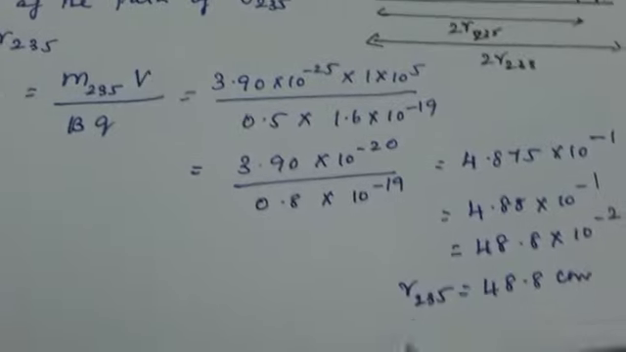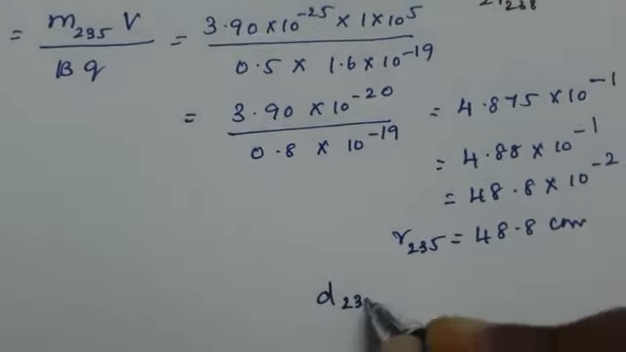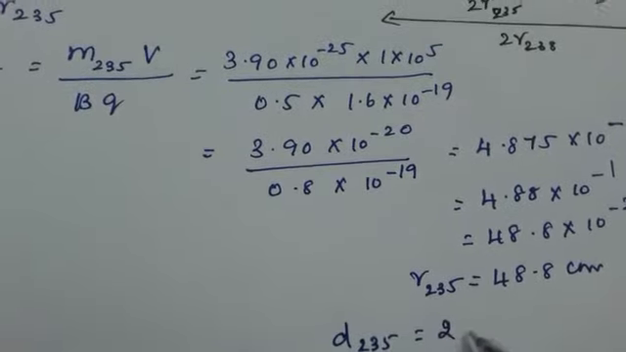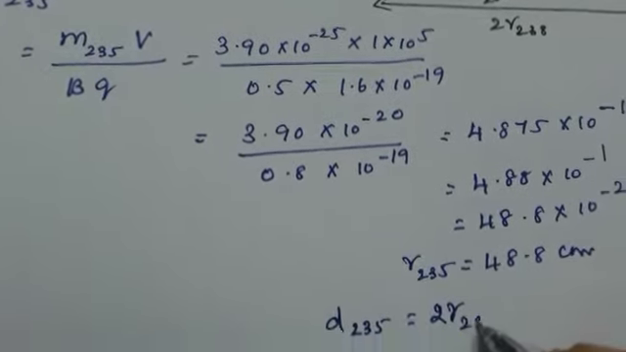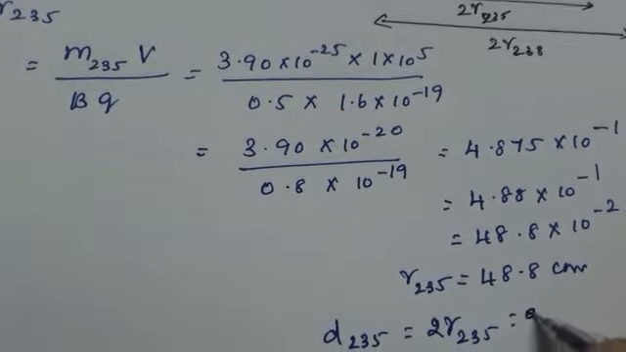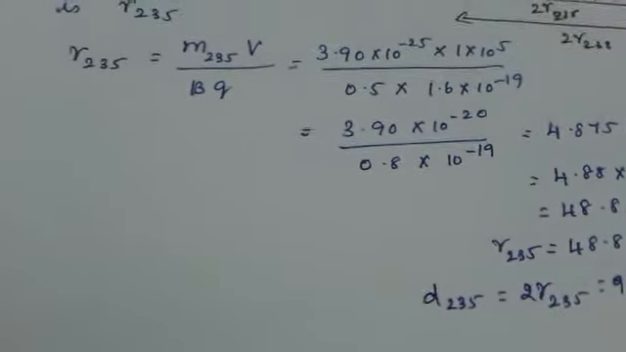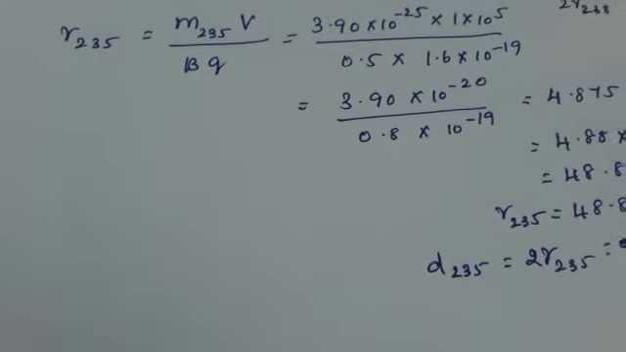Then what is the diameter? The diameter of uranium-235 is equal to 2 times the radius of 235. That is 2 into 48.8, which is 97.6 centimeter. Now we'll go for finding the radius of the next path.